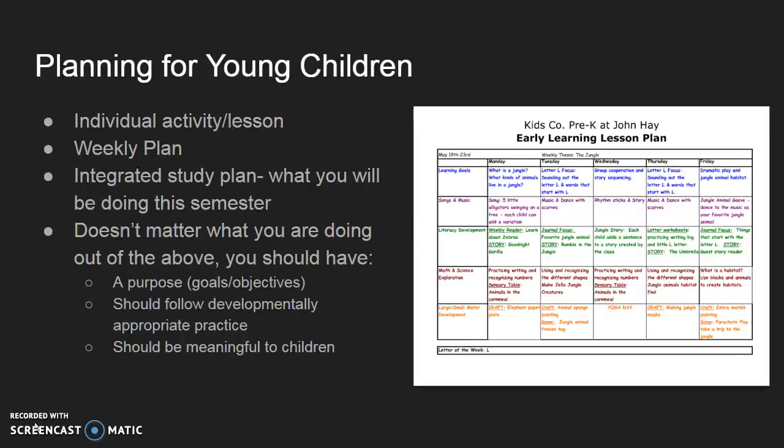But it doesn't matter what you're doing out of all of those. Anytime you are planning for young children, you should have a purpose in mind. You should follow developmentally appropriate practice, and what you are doing should be meaningful for children. So as you work through your integrated unit of study, and when you're really talking about your learning experience plans, you really need to pay attention to those things. What is the purpose? What are your goals and objectives? Are you following developmentally appropriate practice? And is this activity meaningful to children? And if you can't answer those questions about that particular activity, you may want to rethink doing that activity.